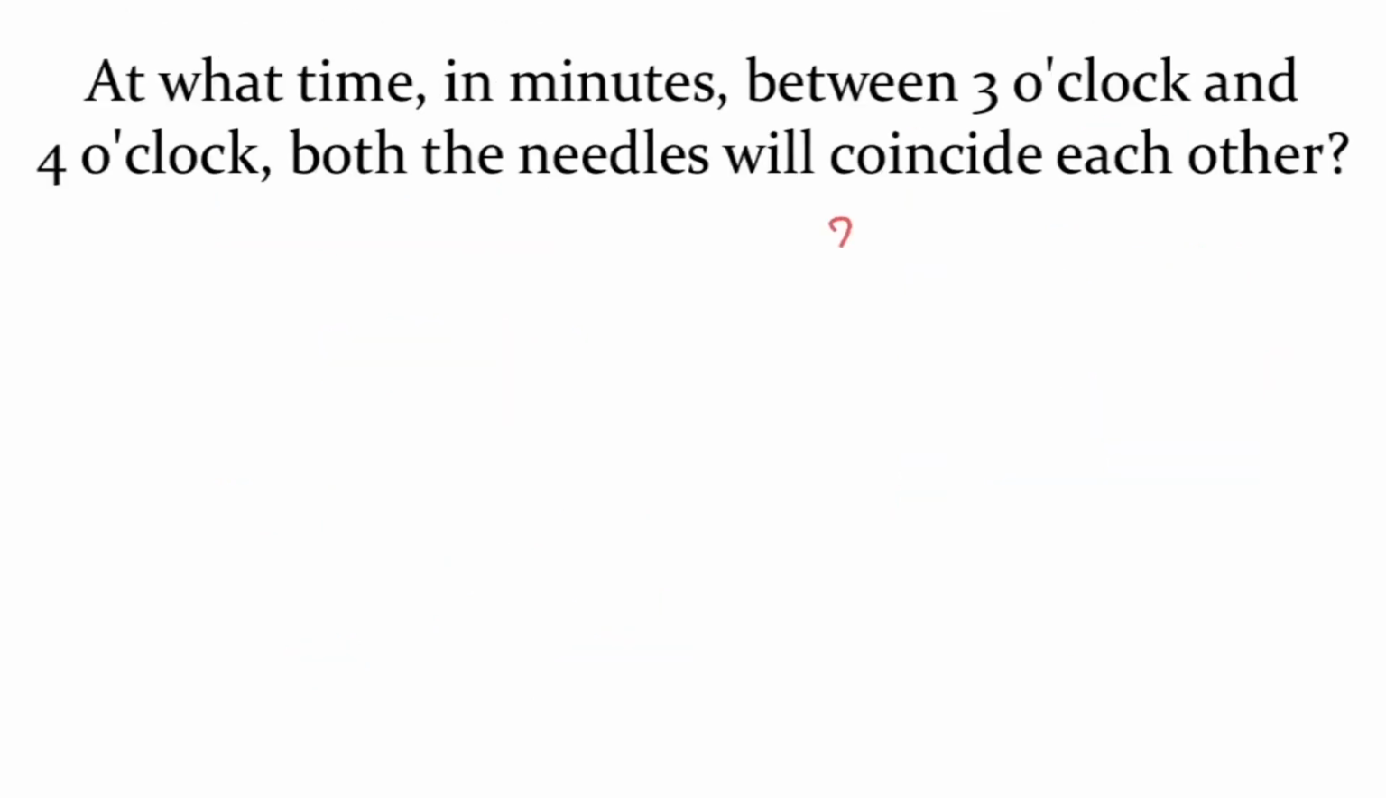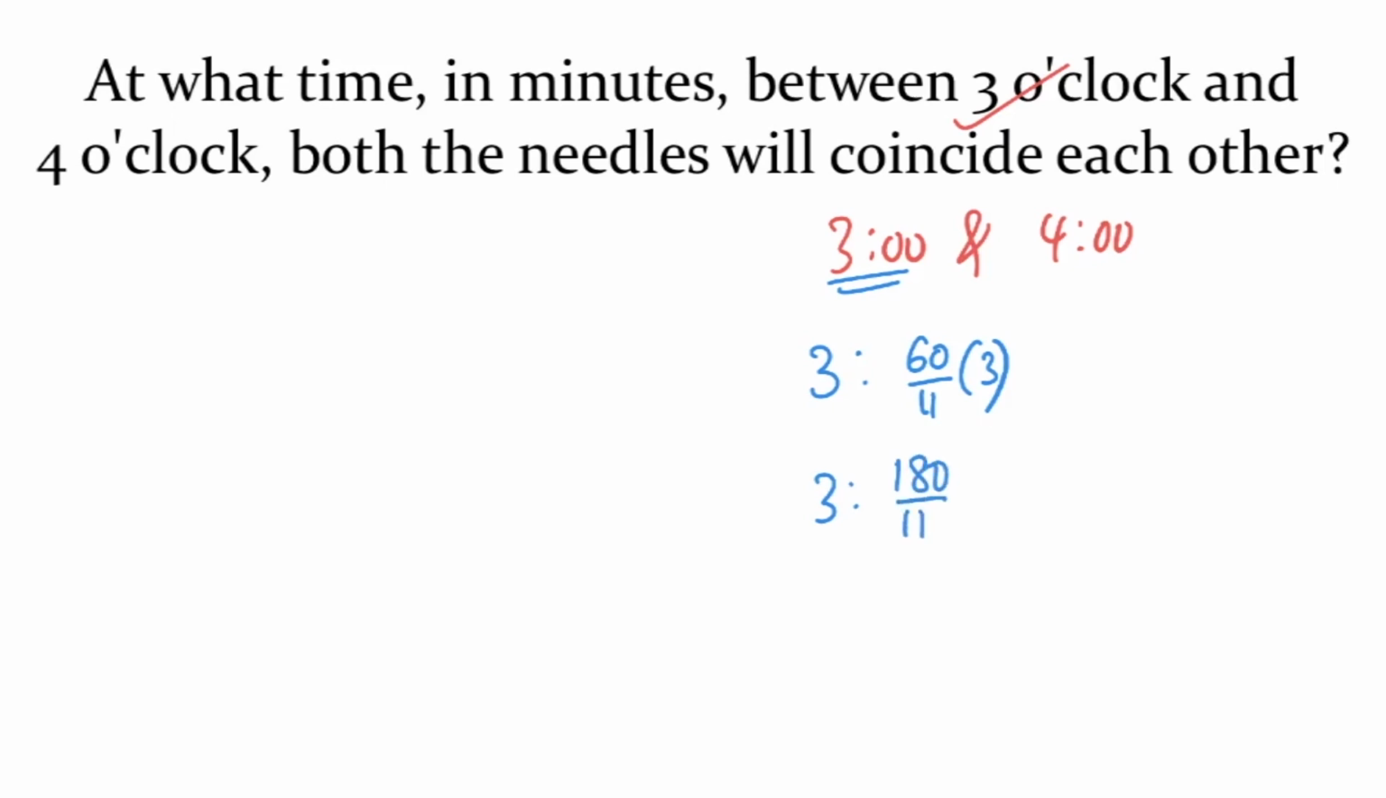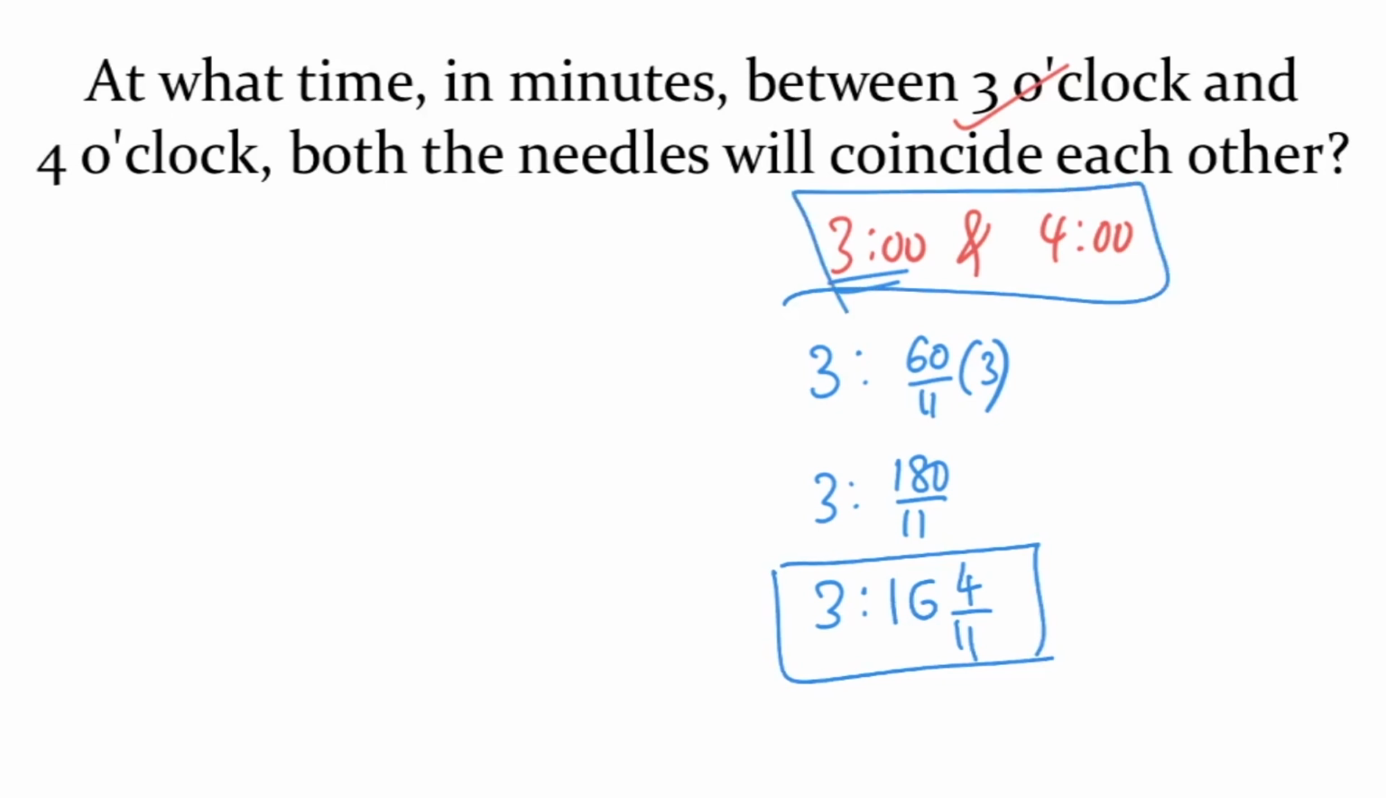At what time between 3 o'clock and 4 o'clock do both the hands of the clock coincide with each other? If the problem is about coincidence, they will coincide after 3, 60 by 11 into 3 minutes. After 3, 60 into 3, 180 by 11 minutes. After 3, 11 once is 11, 70 remaining, 11 times 6 is 66, 4 by 11. At 3:16 4 by 11, both the hands of the clock coincide in between 3 o'clock and 4 o'clock.